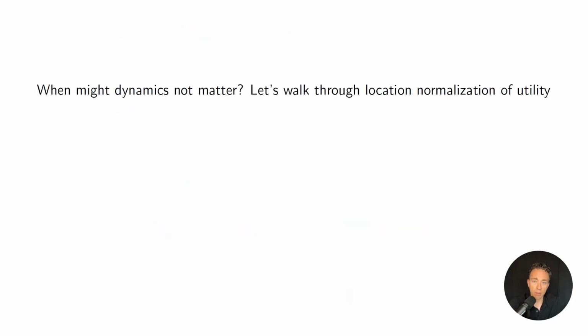So before we wrap up this video, I wanted to talk about when dynamics might not matter and just have a thought experiment for what it is about the model that's generating this need for individuals to think about the future. So let's take our two-period model and let's think about normalizing the location of utility by taking the difference in two conditional value functions.